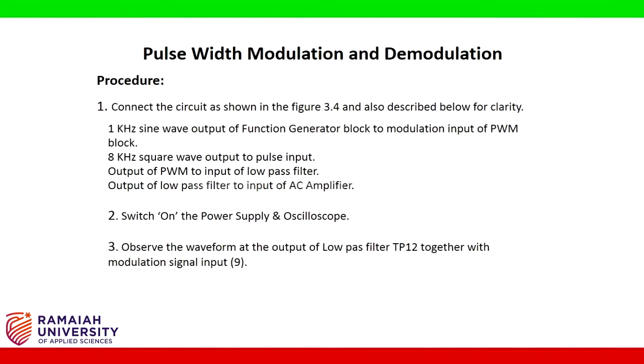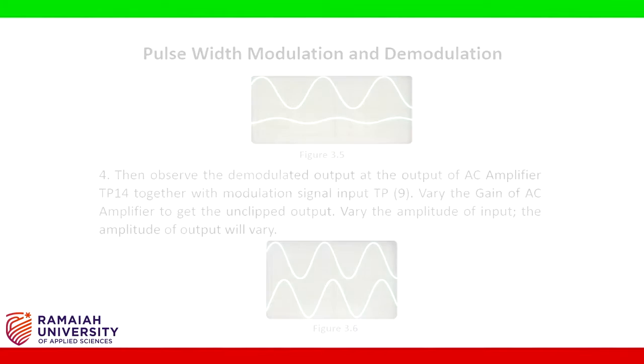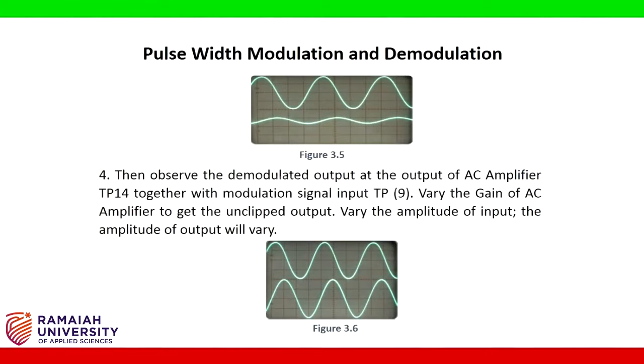Output of PWM to input of low pass filter. Output of low pass filter to input of AC amplifier. Switch on the power supply and oscilloscope. Observe the waveform at the output of low pass filter TP12 together with modulation signal input TP9. Then observe the demodulated output at the output of AC amplifier TP14 together with modulation signal input TP9.